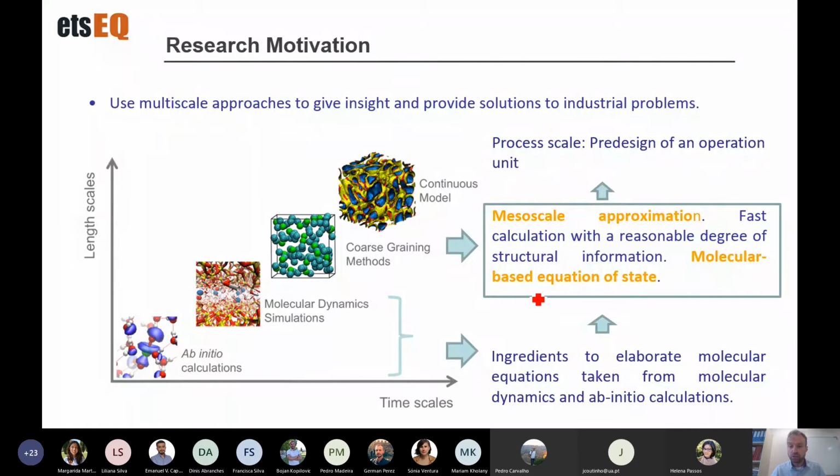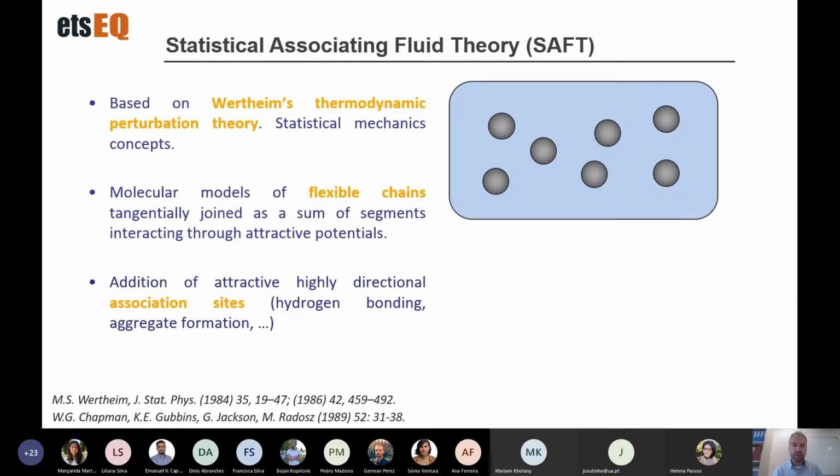Sometimes to build our molecular models, we are going down, okay? We're going down to build our model and to understand how the molecules are interacting through molecular dynamic simulations or ab initio calculations. And once we have this information, we apply this to build our process scale. We need good thermodynamics if we want to have good design of our operation units.